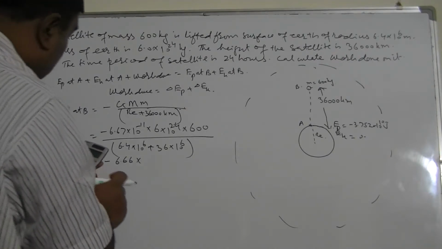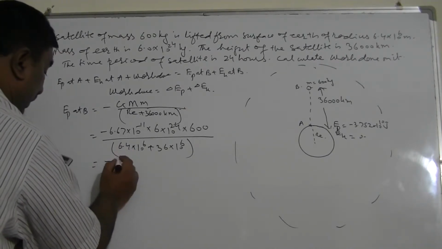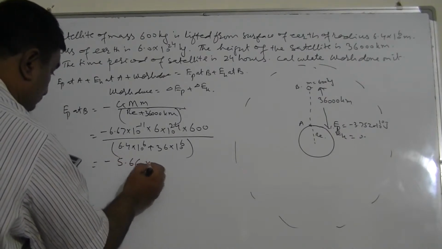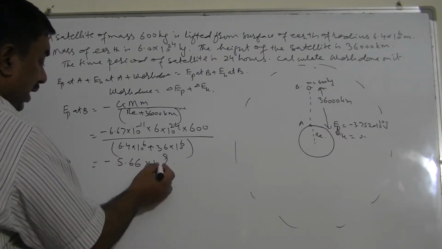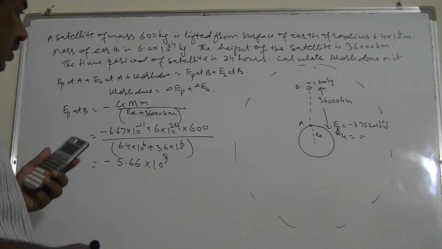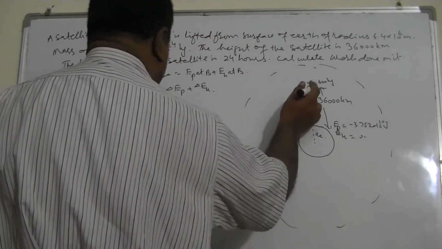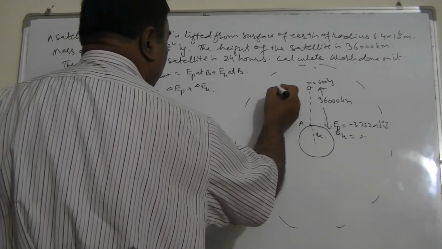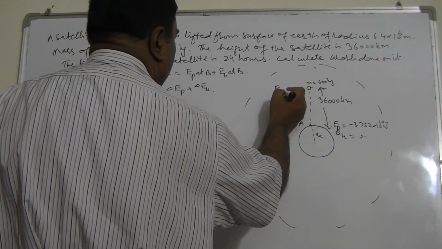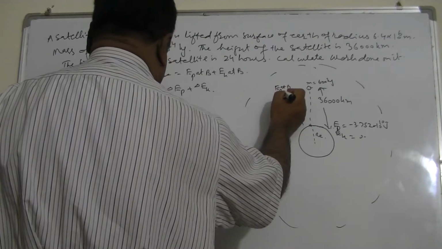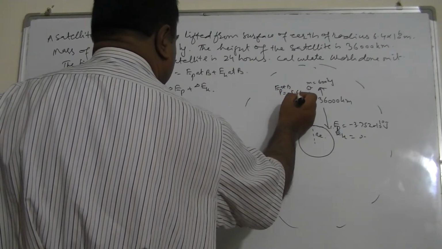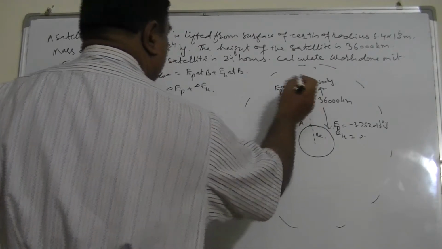Yes, now it is correct. It's coming minus 5.66 into 10 power 9. There was some mistake, I was getting 10 power 19, so it was not of the right magnitude. So that's always the point: always check the answers if they are reasonable or not. So this EP at B is minus 5.66 into 10 power 9 joules at this point.